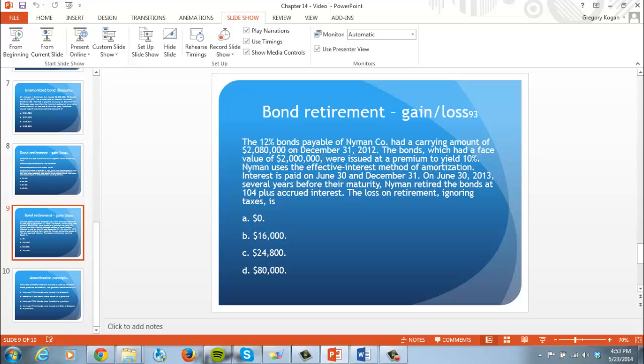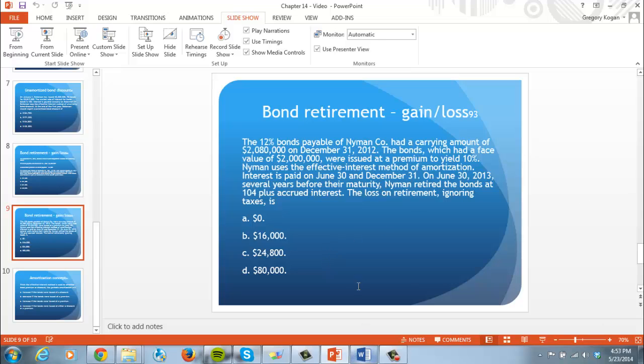The bonds, which had a face value of 2 million, were issued at a premium to yield 10%. Nyman uses the effective interest method of amortization. Interest is paid on June 30th and December 31. On June 30th, 2013, several years before maturity, Nyman retired the bonds at 104 plus accrued interest. The loss on retirement ignoring taxes is.